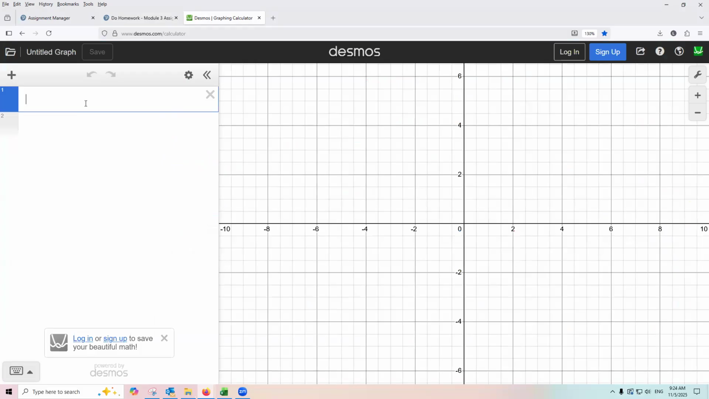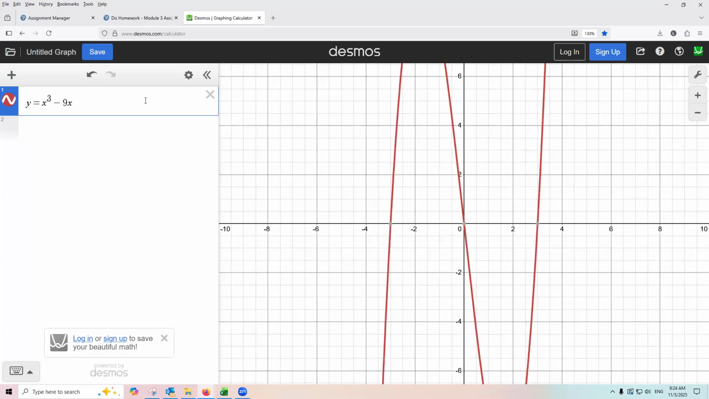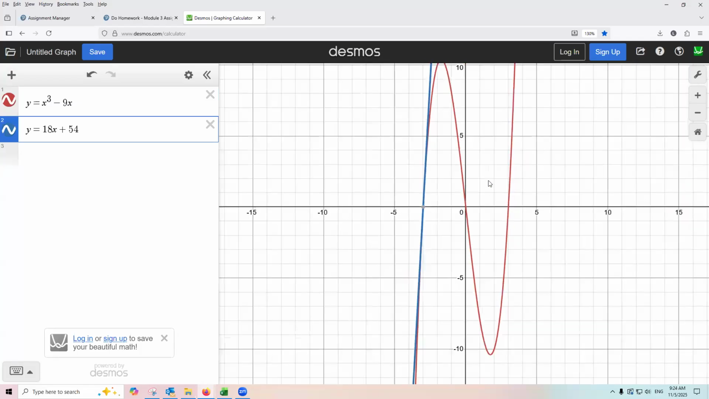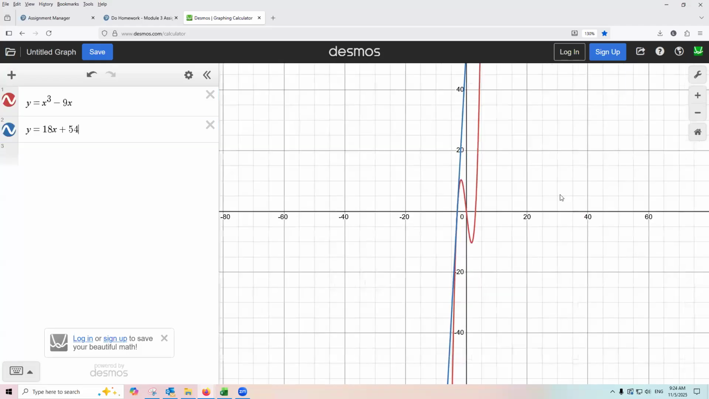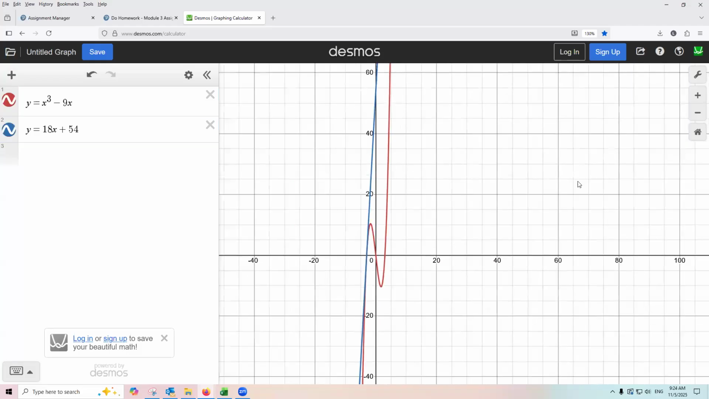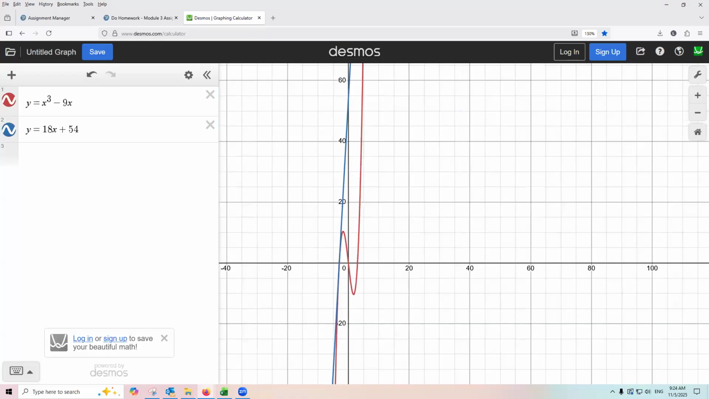All you have to do is go to this input box on the left-hand side here and type in the function. So the original function was x to the third minus 9x, so that will be the red graph. The second graph is the equation of the tangent line, y equals 18x plus 54. That's the blue line. All right, let me zoom out a little bit here, so you can use the zoom in, zoom out button. So I'm going to zoom out. You can also drag the graph with your mouse to get a better view.